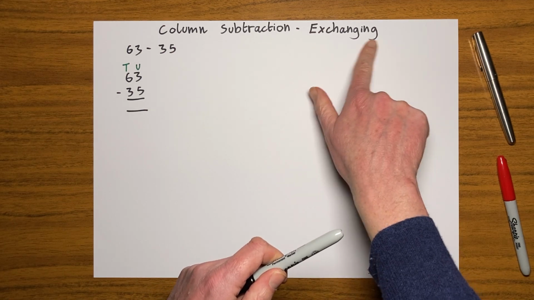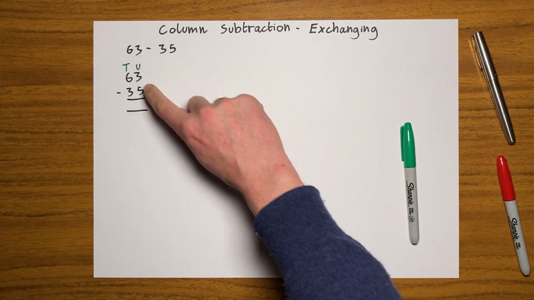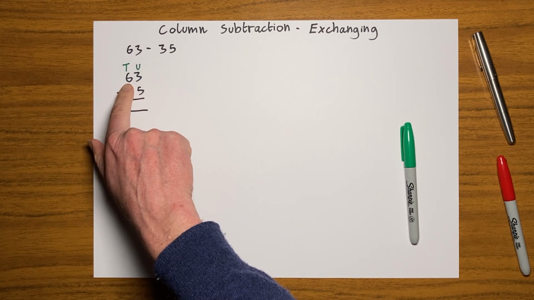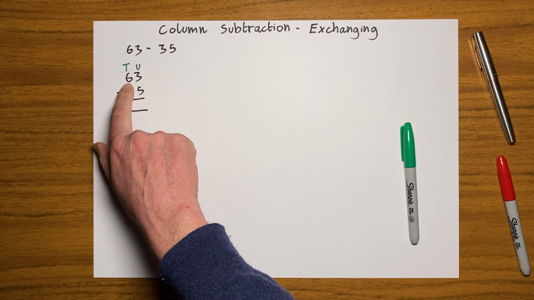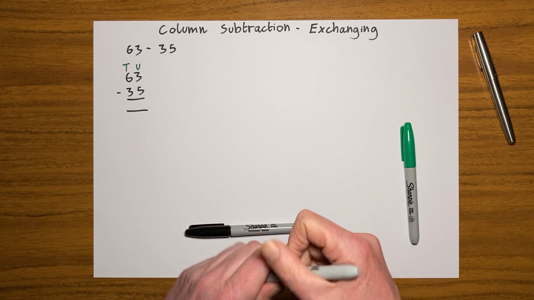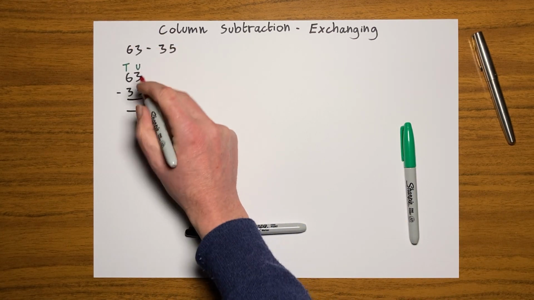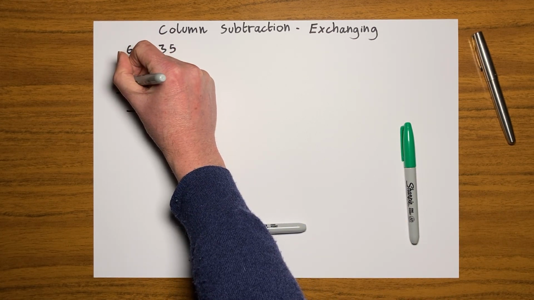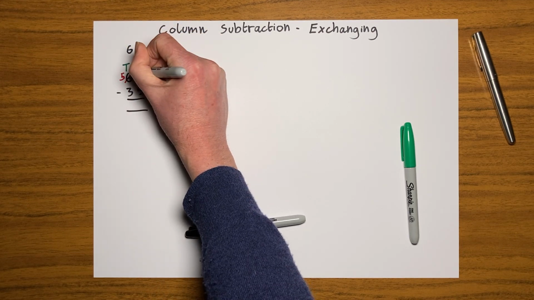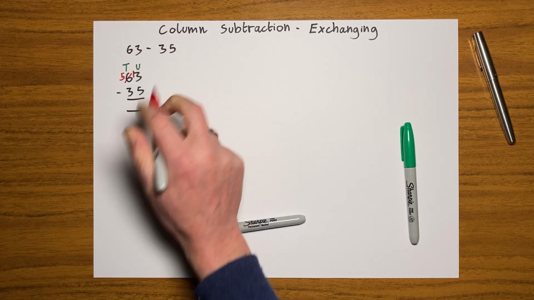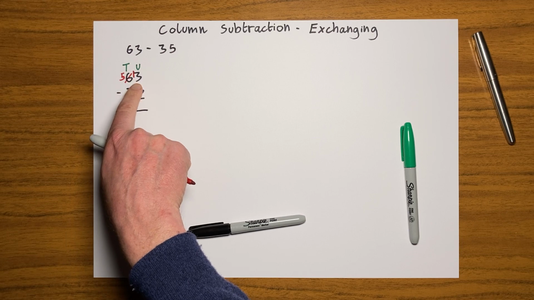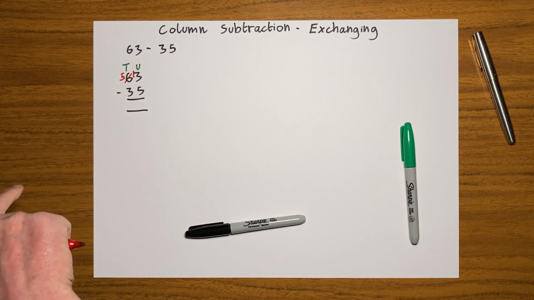You're going to need to do something called exchanging. Now, because I've only got 3 here, what I'm going to do is take 10 from this column. I'm going to exchange 10 from here and move it onto this column. Let me show you what I mean. So I'm going to take 10 from here. So instead of that being a 60, it's now going to go down to a 50. I'm going to move that 10 over and put it here. So now I've got 13 in this column and I've got 50 in that column.